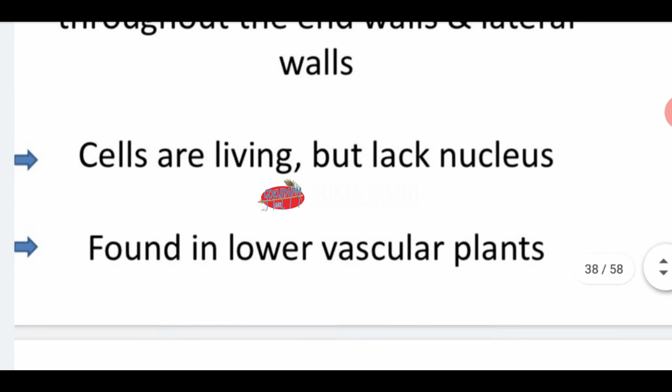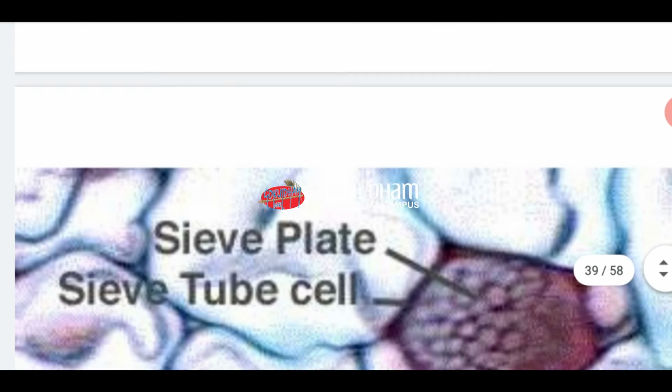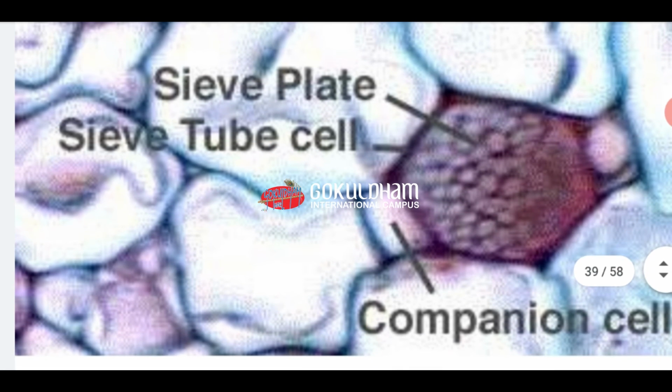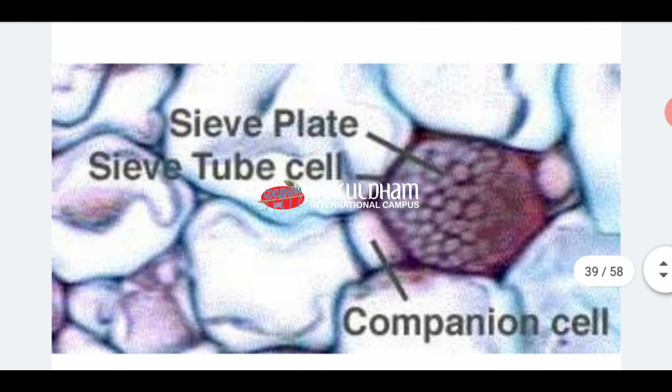And it is found in lower vascular plants. This picture shows the sieve plate and sieve tube cell, and at the side of the sieve tube cell there is a small companion cell present. You can see in this picture the purple color cell, which is a sieve tube cell. The main function of this cell is to transport the organic food, or we can say the food of the plants.